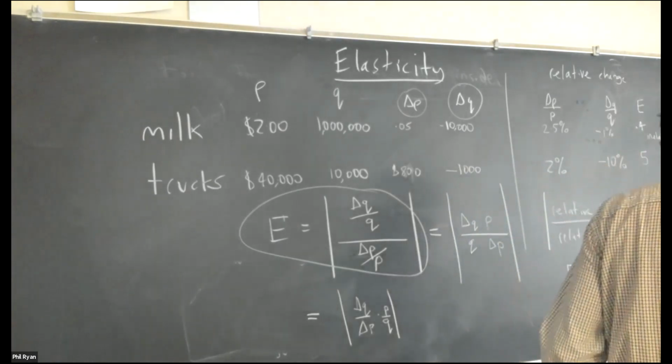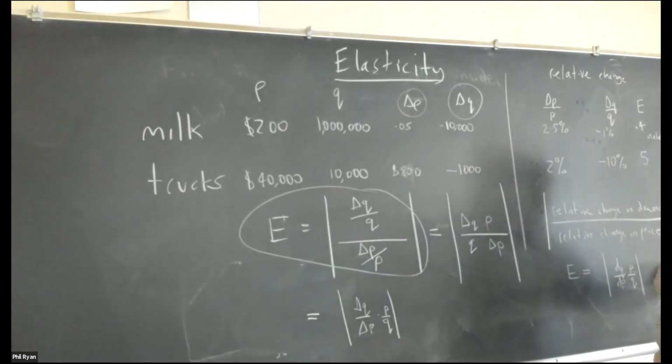This is called inelastic. So that's another basic thing. If E is bigger than 1, we call it an elastic good. E less than 1, an inelastic good.